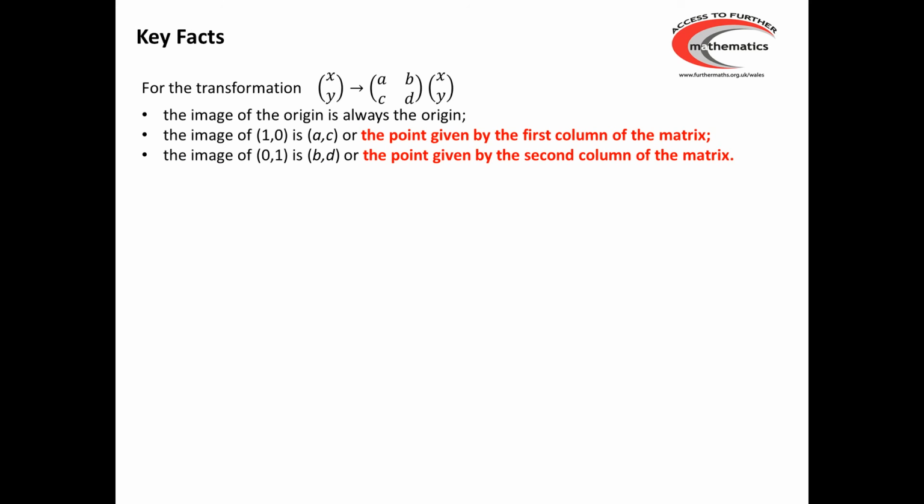So for the key facts, if we have a transformation given by the matrix ABCD, then the image of the origin is always going to be the origin. The image of the point 1, 0 is AC, and the image of the point 0, 1 will be BD.